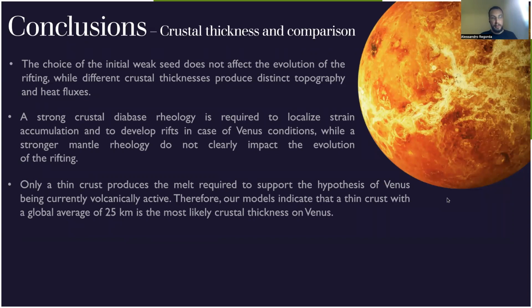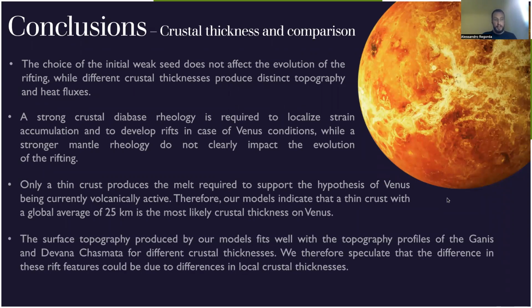We observed that only a thin crust produces the melt required to support the hypothesis of Venus being currently volcanically active. Therefore, our model suggests that a thin crust with a global average of 25 kilometers could be the most likely crustal thickness on Venus. And the surface topography produced by our model fits well with the topography both of the Ganis and Devana Chasmata for different crustal thicknesses. So we can speculate that differences in these rift features could be due to differences in local crustal thicknesses.